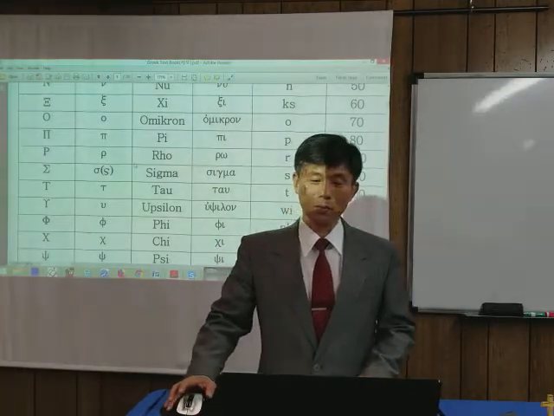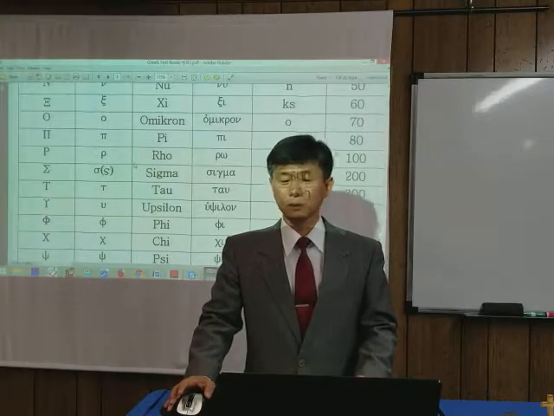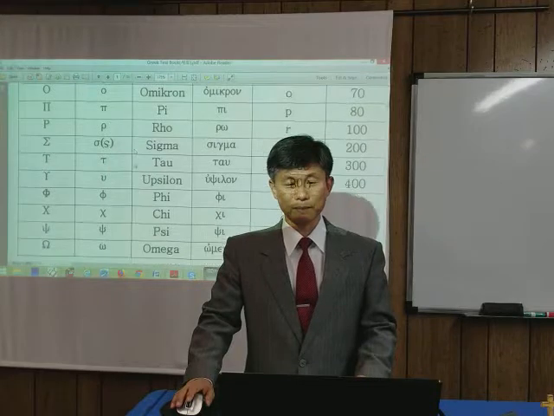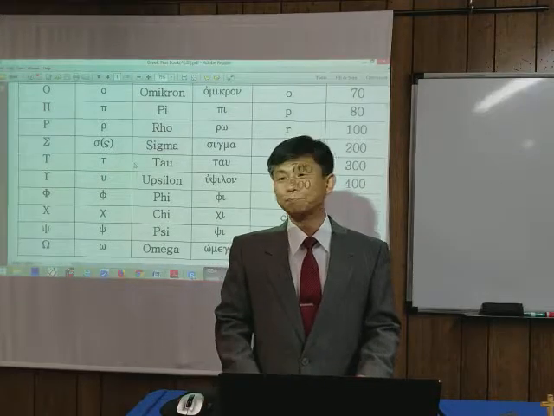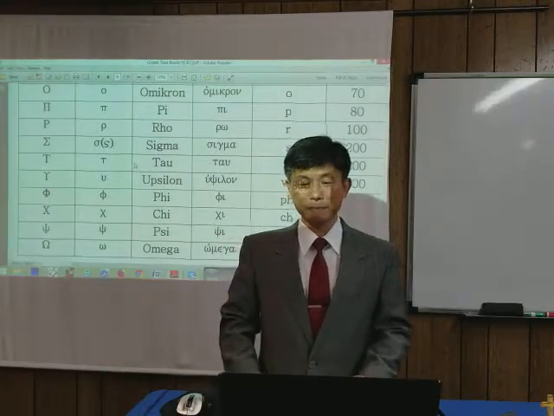And then the next one is a vowel, and the name of the alphabet is omicron. Omicron is the O sound, O in English. And then the next one, pi. The name of the alphabet is pi.